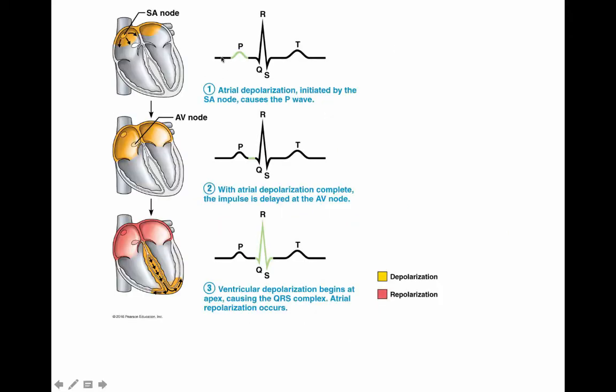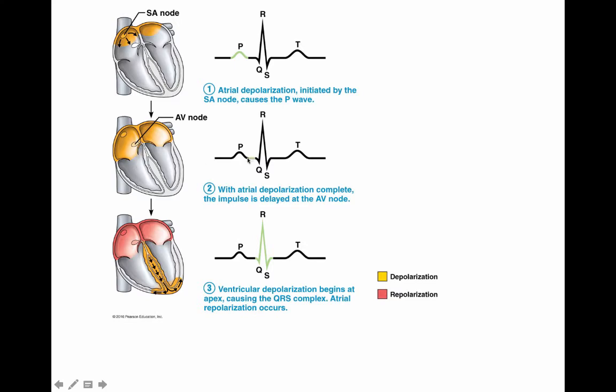Here in the P wave, this first hump, the P wave is showing us atrial depolarization, which is initiated by the SA node. And when the SA node sends that wave of action potential for depolarization, we see a P wave fire. Then with atrial depolarization complete, the impulse is delayed at the atrioventricular node.